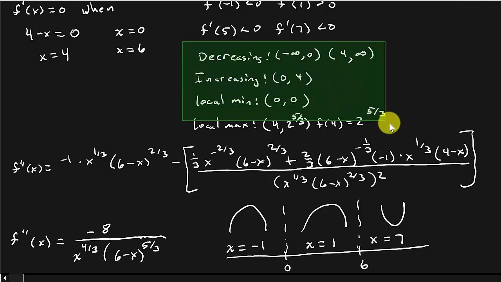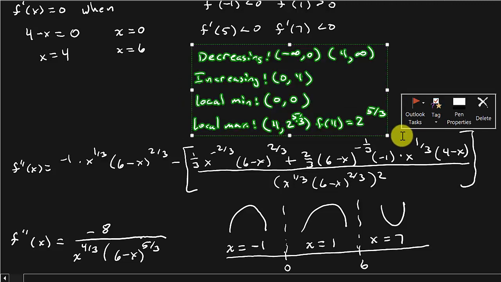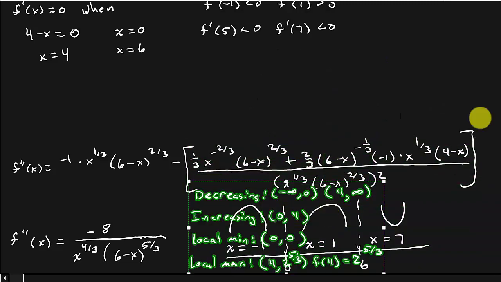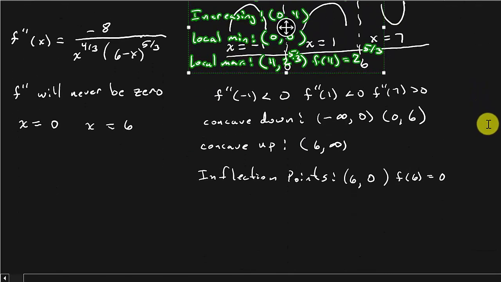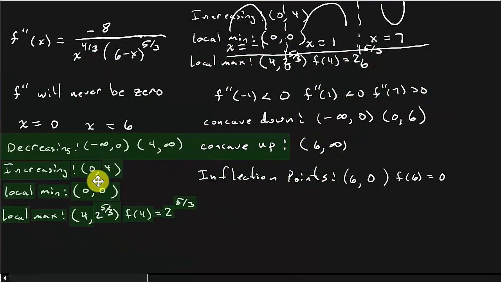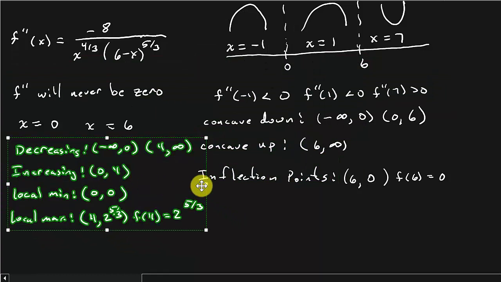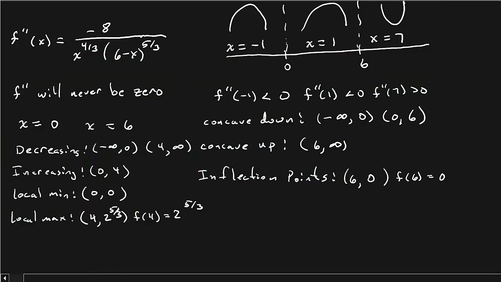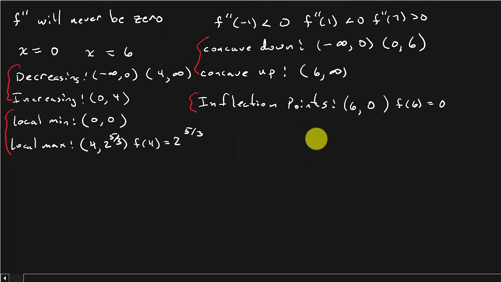All right, so let's see if I can get this. I want to move this down so we can see it. Let's see, will it fit right there? There we go. So let's just highlight what all we have here: increasing, decreasing, local max and min, concavity, and inflection points. All right, so let's move this up. Let's see if we can't graph this thing halfway decent.